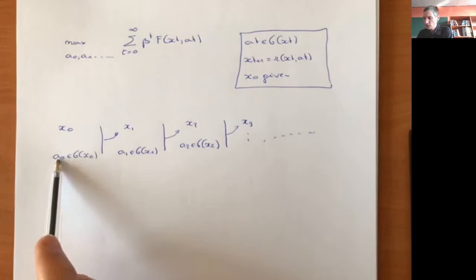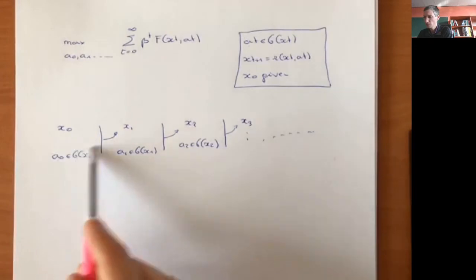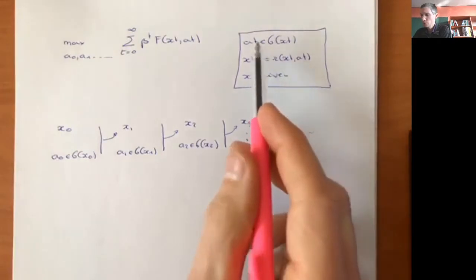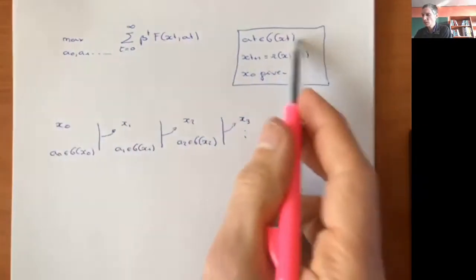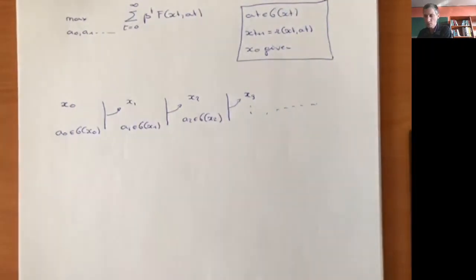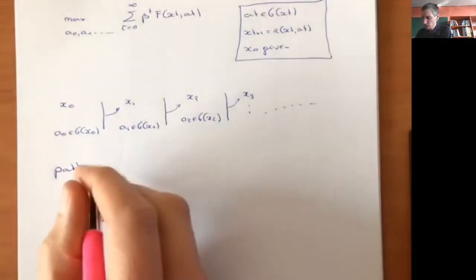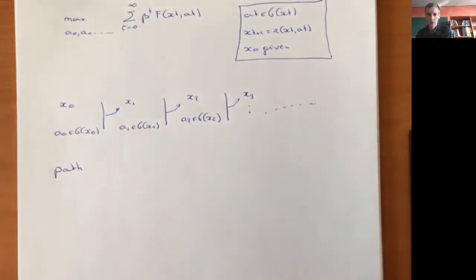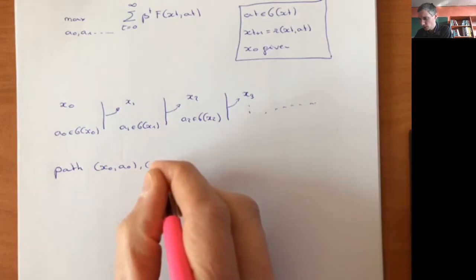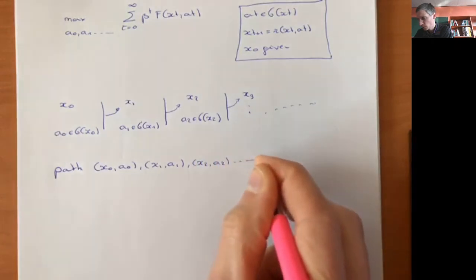So basically, we have a set of actions, a0, a1, a2, and so on, that have to work in this way. Okay, so let's try to put all of these sequences of possible actions that we can take, that satisfy this constraint, into one set. Okay, so we define a path as a sequence of state-actions. So let's take the states together with the actions. x0, a0, x1, a1, x2, a2, and so on.